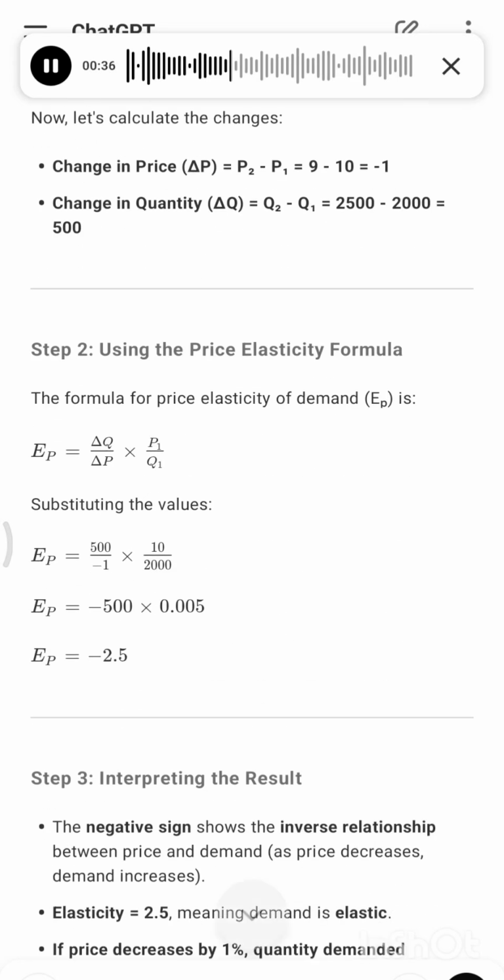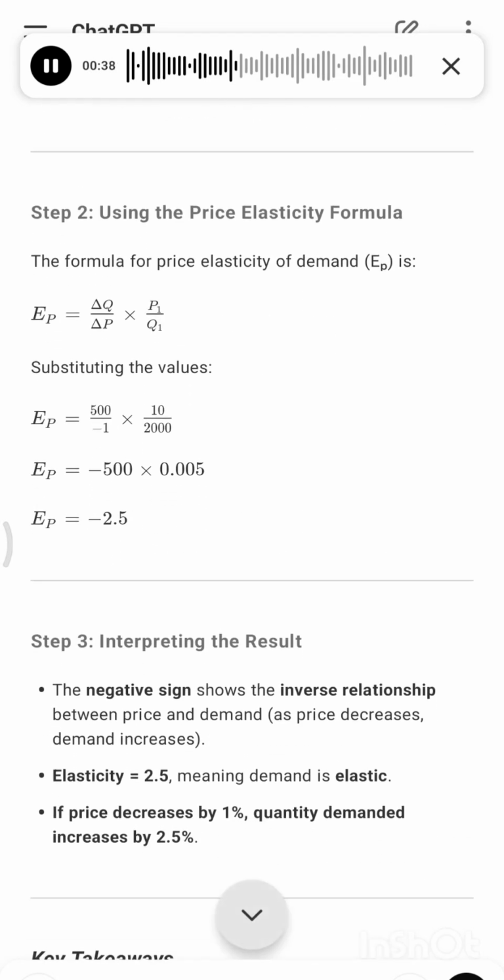Step 2. Using the price elasticity formula. The formula for price elasticity of demand, EP, is EP equals ΔQ/ΔP times P1/Q1. Substituting the values, EP equals 500 over minus 1 times 10 over 2,000. EP equals minus 500 times 0.005, so EP is minus 2.5.